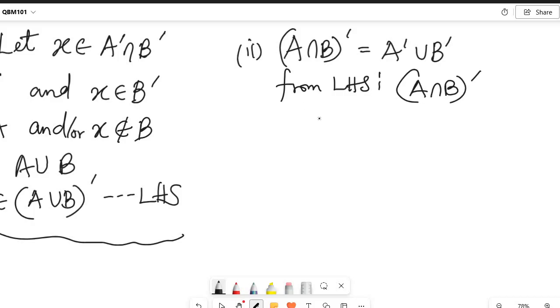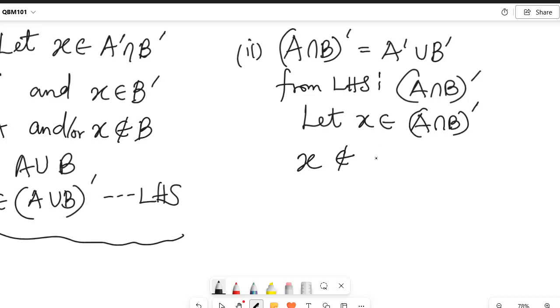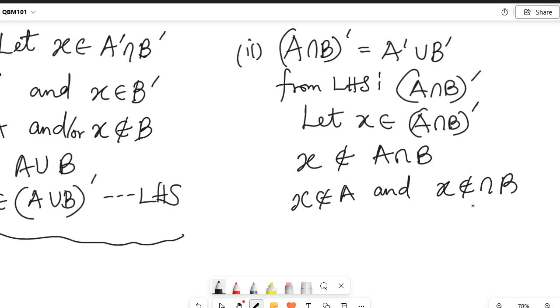So what do we do? You let X be an element, like we start, of (A intersection B) prime. Now if this is true, this means that X is not an element of A intersection B. If X is an element of this, that means X is not an element of what you have in the bracket. So if X is not an element of A intersection B, it means that X is not an element of A and X is not an element of B.